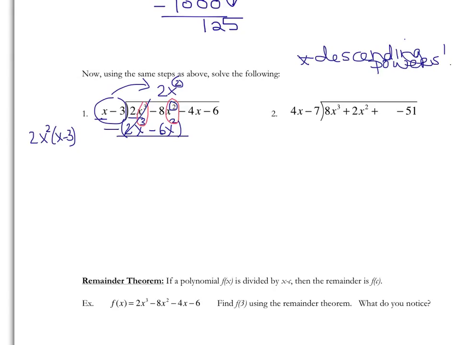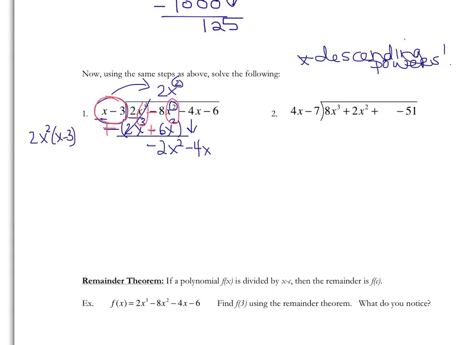And then I have minus 8x squared minus negative 6x squared. So this really becomes a plus here. Negative 8x squared plus 6x squared is going to be negative 2x squared. Bring down the next term just like you did before. I've gone through that once, now I'm going to repeat all those steps.